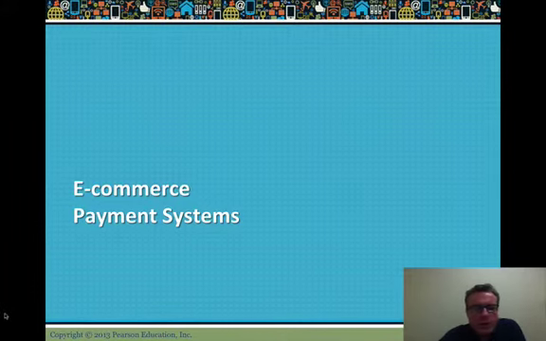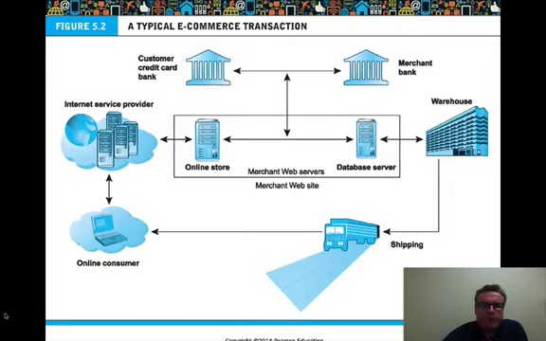Let's review e-commerce payment systems. A typical transaction on e-commerce has multiple constituents, starting at the bottom left, the online consumer, through the ISP or Internet Service Provider into the merchant area, which has multiple components. The online store and the database. The database handles accounts and products and all of that stuff, as well as up into the payment area, and this is where we're going to concentrate on the payment systems.